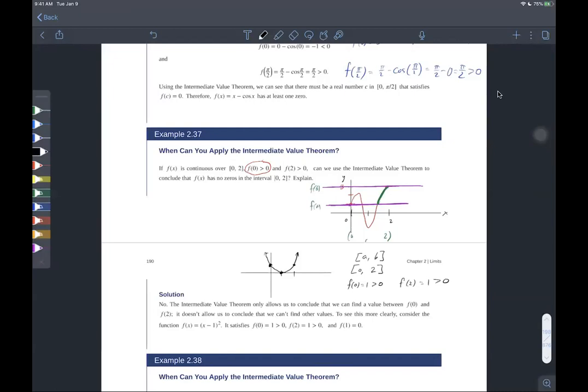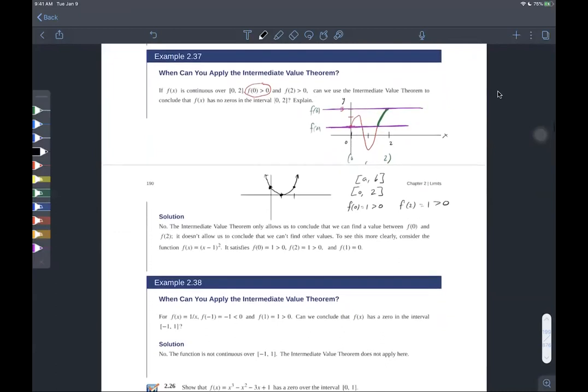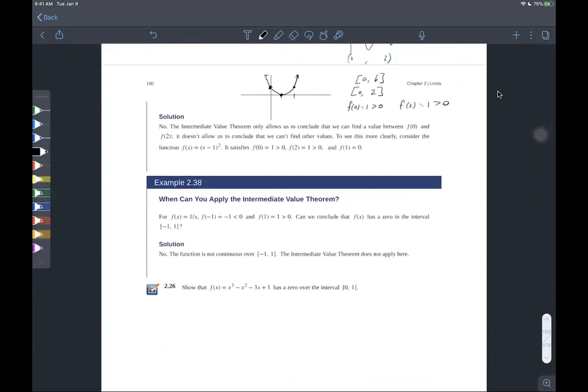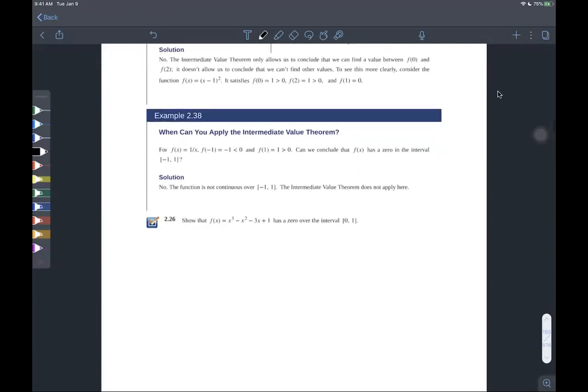Okay, and then finally, the last example, 2.38. When can you apply the intermediate value theorem? Well, for f of x equals 1 over x. So let's take a look here. This is an interesting one as well. There's a lot of little intricacies that we will talk about in class, but for the intermediate value theorem.